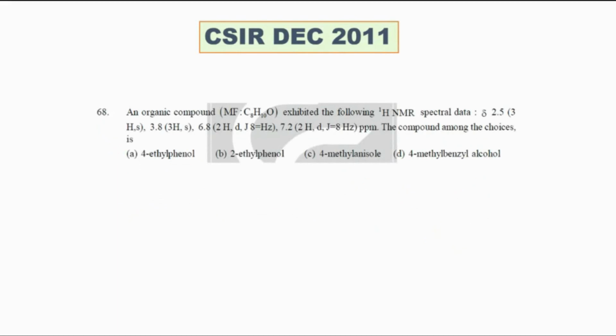An organic compound exhibited the following data. Based on this, tell me which is the answer. Whenever you have a doublet of 8 hydrogen, you can be sure that it's a para substituted ring.